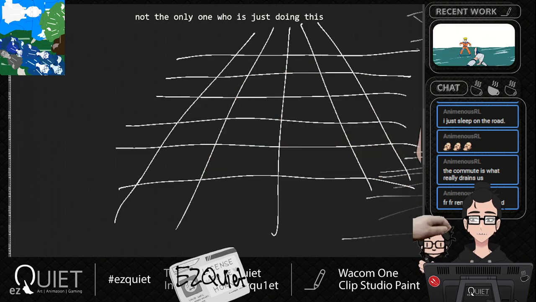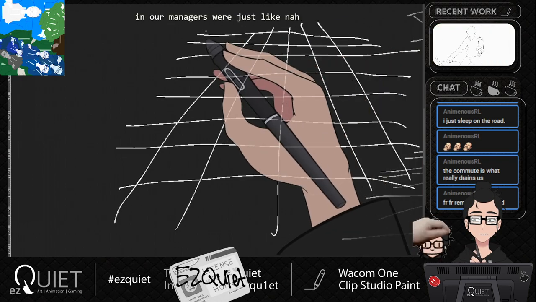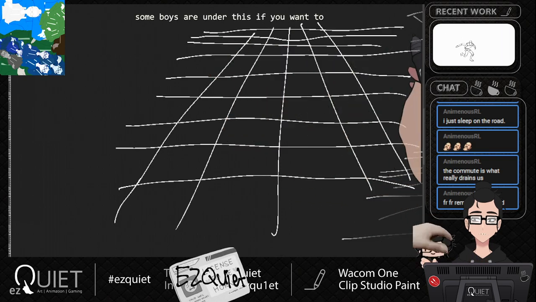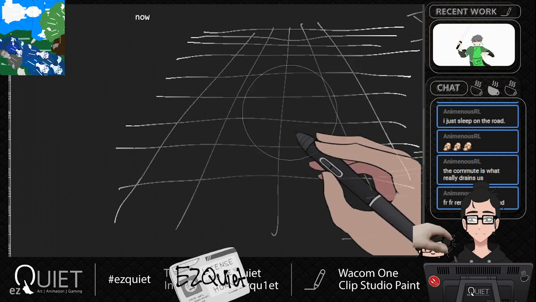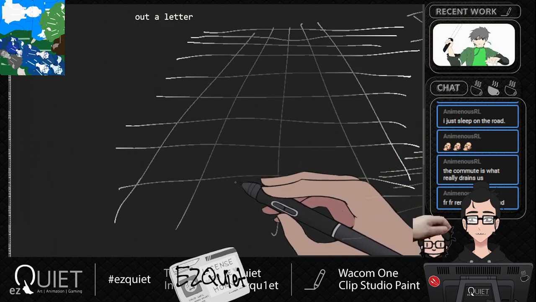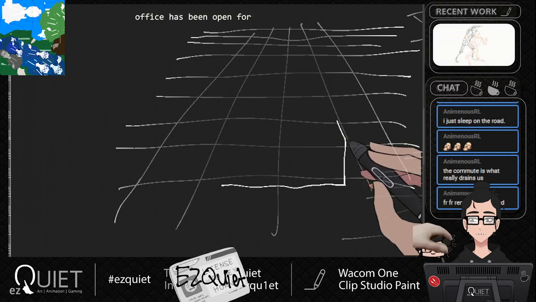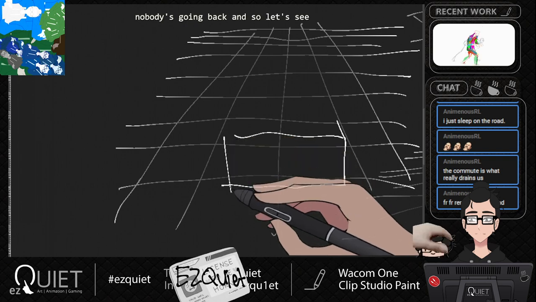The corporate wanted us all to go back to work, and our managers were just like, nah, we don't want to go to work. Employees who are under this, if you want to go to work, you can. Nobody's forcing us, really. So nobody did. People just stayed home. And now they're sending a letter. They sent out a letter again, being like, hey, you guys should go back to the office. The office has been open for months now, and nobody is going back. And so let's see what this time is.